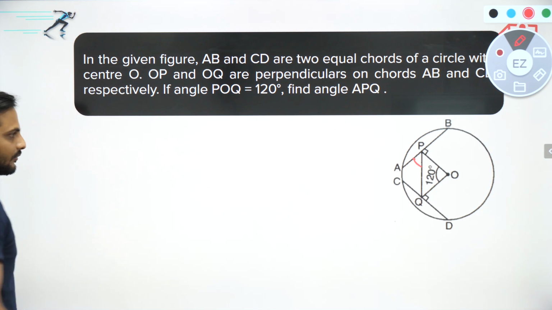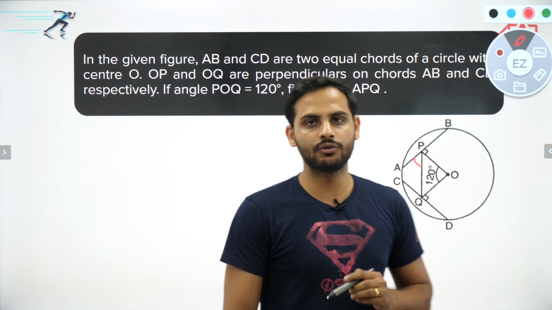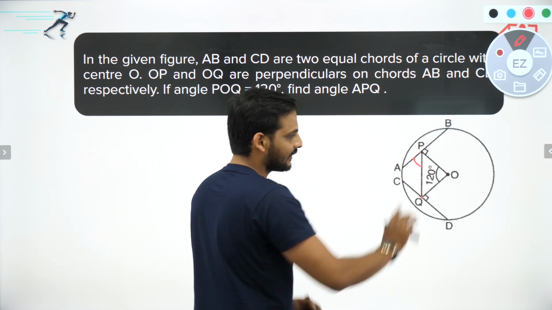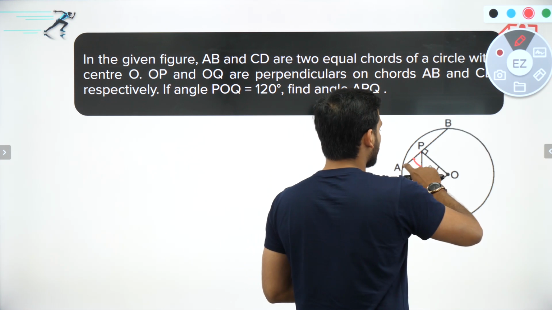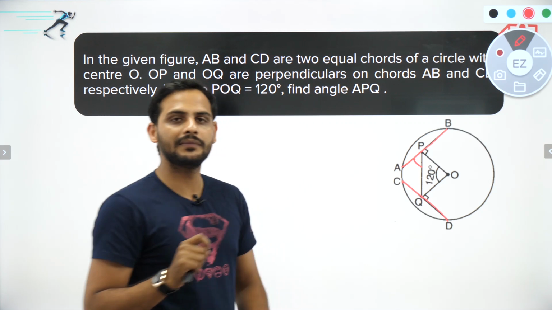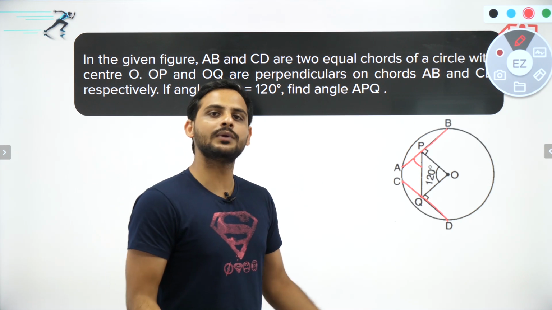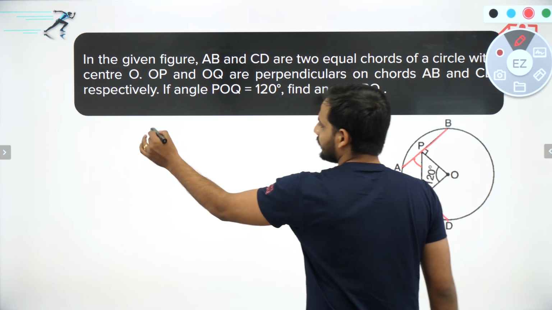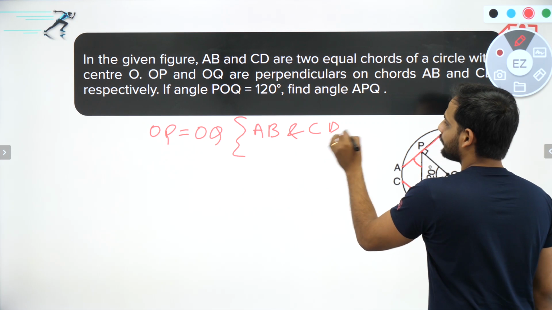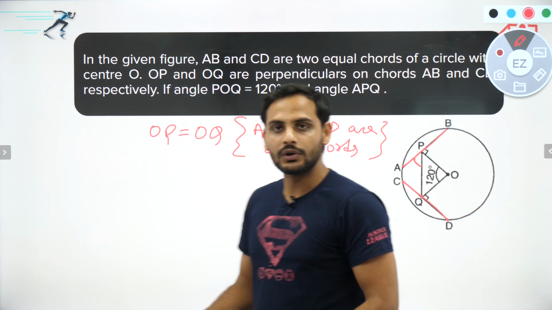Correct? So there are a couple of theorems you need to understand. First, if you draw a perpendicular from the center to a chord, then P and Q are the midpoints of those chords. Also, AB and CD are given as equal chords. That part is not needed, but I'm giving you the information. You know a theorem that equal chords lie at an equal distance from the center. Equal chords are equidistant from the center. So I can say OP is equal to OQ because AB and CD are equal chords.